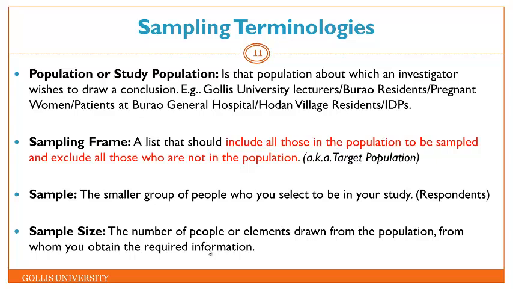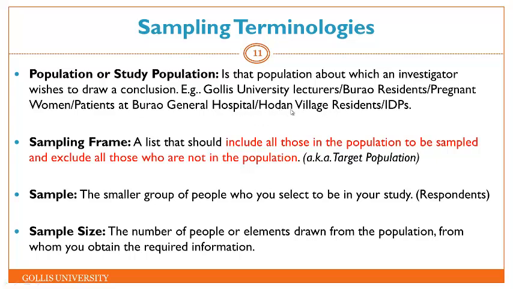Now, apart from the reasons why we do sampling, there are some key terminologies which we would like you to understand in this lecture. Number one is the population, or the study population. Remember, as we have seen from the previous definition, sampling involves selecting a few from a larger population. So the population here is that population about which an investigator wishes to draw a conclusion. For example, Golis University lecturers, borough residents, pregnant women, patients at Borough General Hospital, Northern Village residents, or IDPs. That particular population which you want to investigate is what we call your study population.